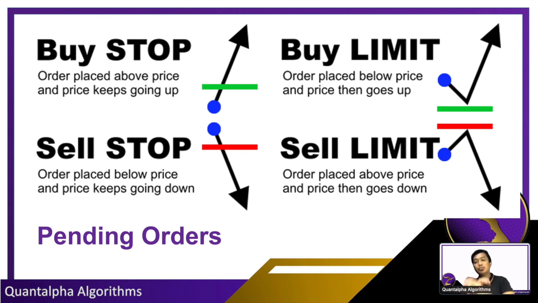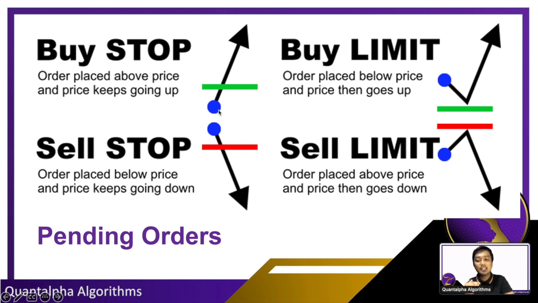So what is the difference between these 4? Guys, imagine that all the blue dots are the entry price or the current price. Again, all the blue dots are the current price. Now, for the buy stop, it says here that the order is placed above price and price keeps going up.